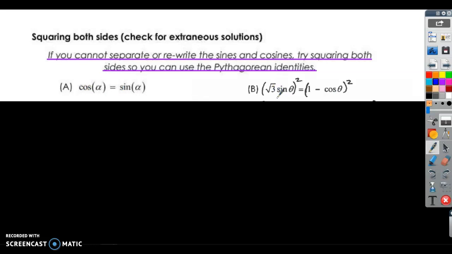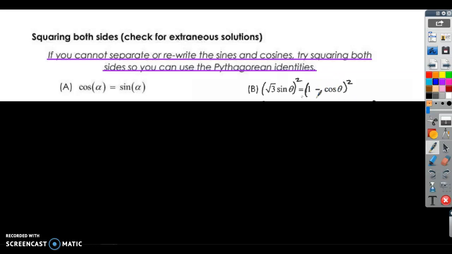And here we've got, again, something similar, okay? So we're going to square both sides. When you square both sides, this one is one term. So that's just going to be √3 times sine times √3 times sine. √3 times √3 is just 3.